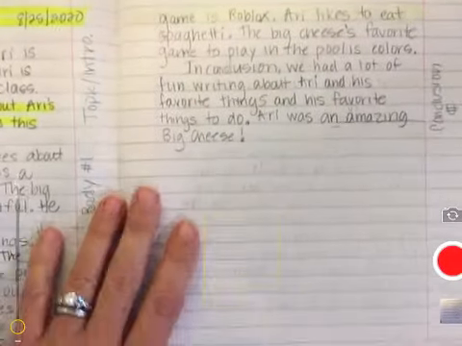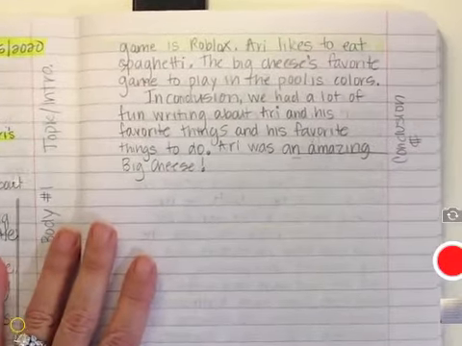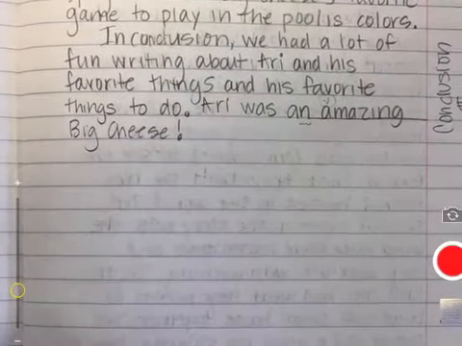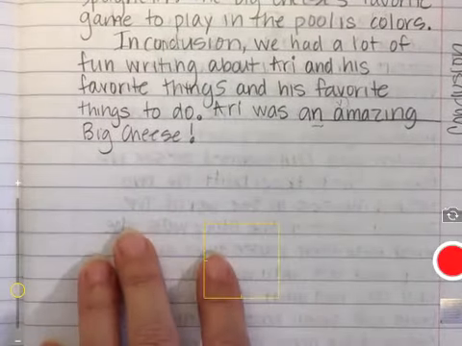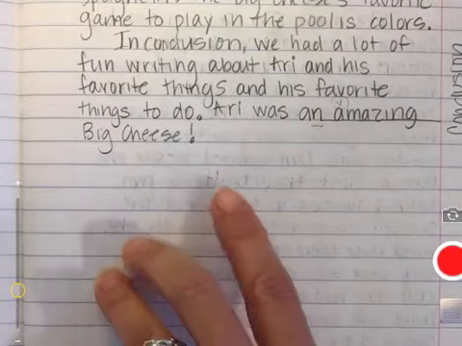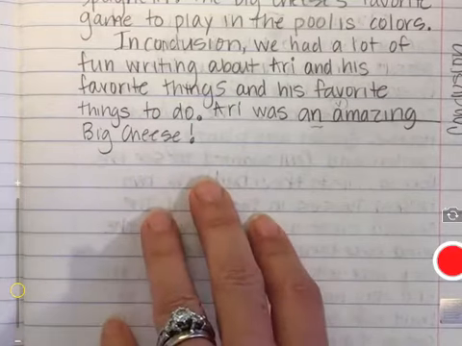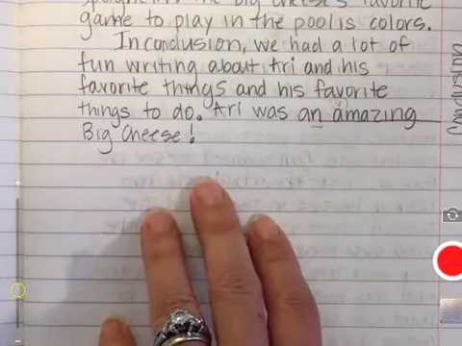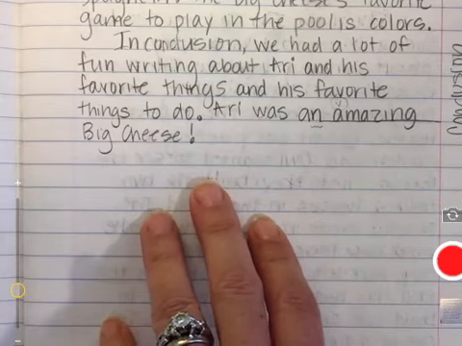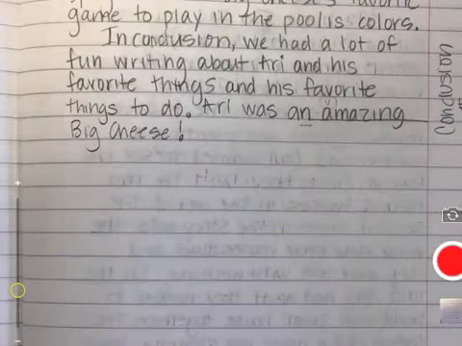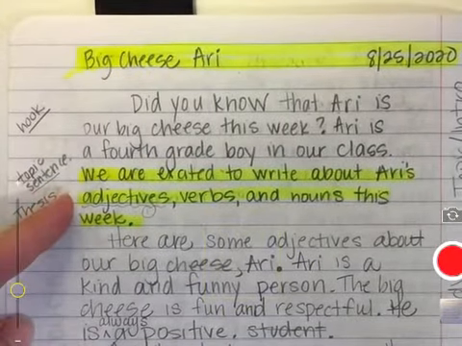So I'm going to look back at some of our previous big cheese writings so that we can remember what we wrote for our conclusion. So we wrote 2 sentences, I do recall. And the first sentence, so this was our big cheese about Ari. So we have a transition. In conclusion, we had a lot of fun writing about Ari and his favorite things and his favorite things to do. So this reminds me that our conclusion sentence needs to be connected to our thesis sentence.